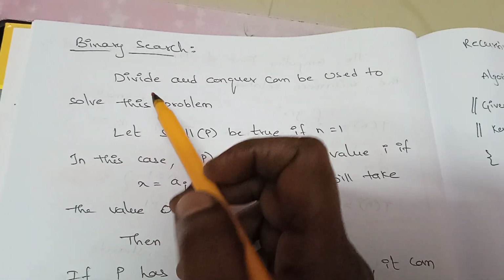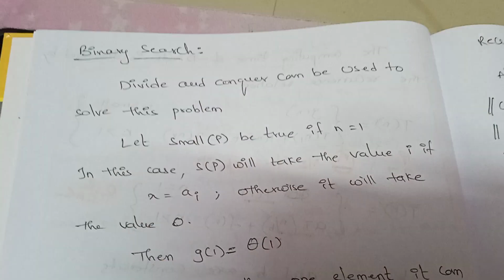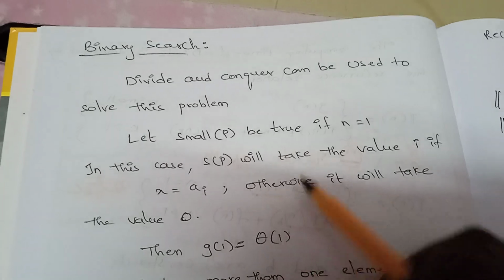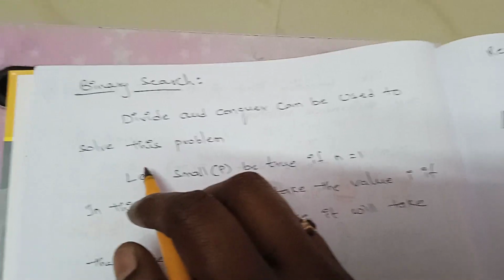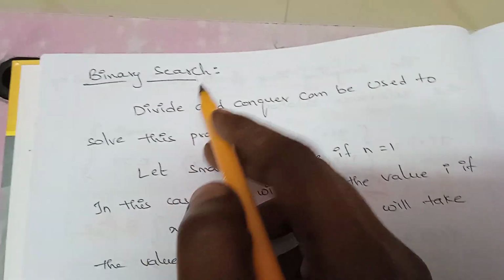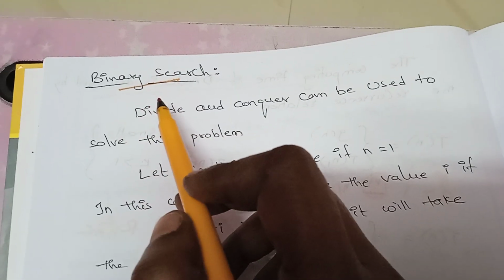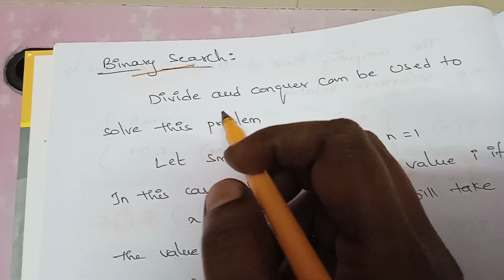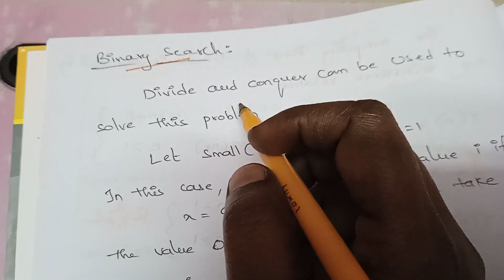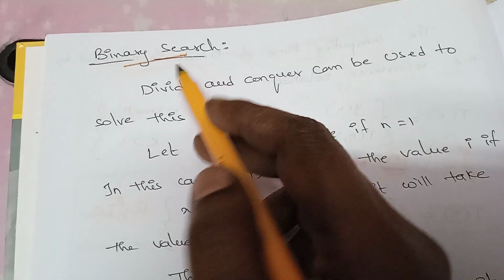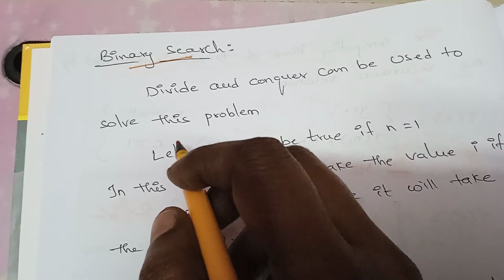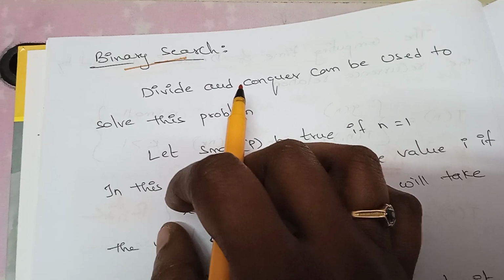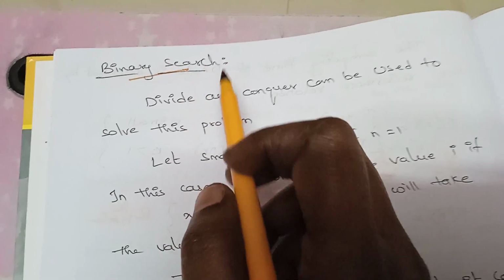This concept is binary search. In the last session we discussed the divide and conquer strategy. The applications of divide and conquer strategy are binary search, and also we have other applications, which are quick sort, merge sort, and even binary search. So this video will discuss binary search.